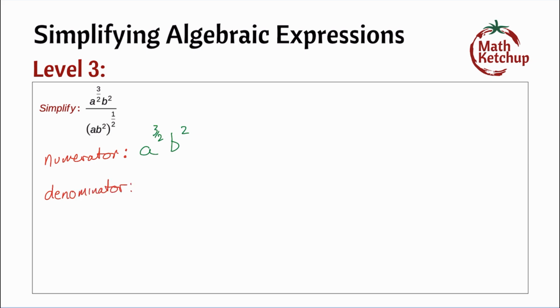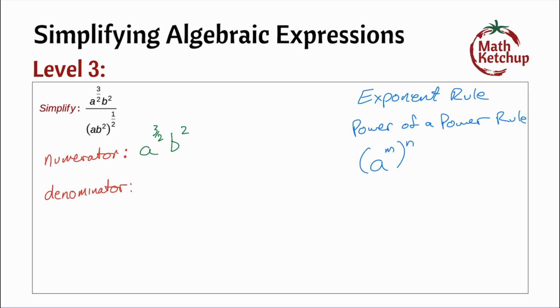Our denominator has a power where there's an exponent outside of the brackets. Well, we need to go back to our exponent rules again and see what might help us. So if I go back and look at my exponent rules, I'm going to find a rule called the power of a power rule. What that rule says is that if you have a power, such as a to the power of m, and you raise that to another power, you can simply multiply the exponents together.